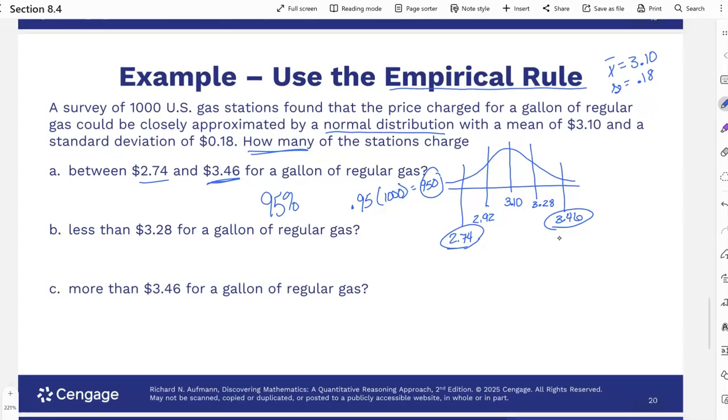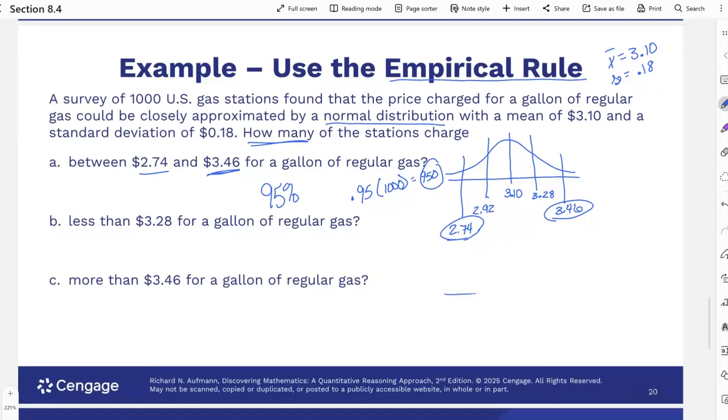Let's look at B. B wants to find the probability that we are less than $3.28. I'm going to start by drawing a picture. So here's 3.10. If I go 1 standard deviation above, I'm at 3.28. If I go 1 standard deviation below, I'm at 2.92. We know that if we are looking at 1 standard deviation about the mean, which means we're moving to the left and to the right one, this would be a total of 68%. We want to find the probability first that we are less than 3.28.